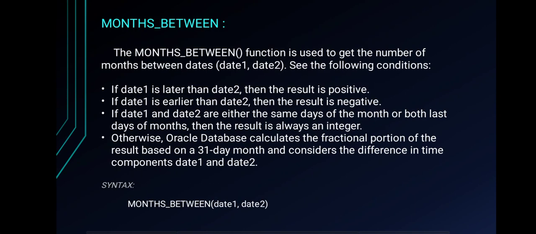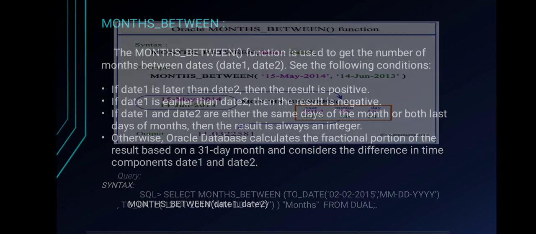MONTHS_BETWEEN. The MONTHS_BETWEEN function is used to get the number of months between dates. If date 1 is later than date 2, then the result is positive. If date 1 is earlier than date 2, then the result is negative. If date 1 and date 2 are either the same day of the month or both last days of the month, the result is always an integer. Otherwise, Oracle Database calculates the fractional portion of the result based on a 31-day month and considers the difference in time components of date 1 and date 2. Its syntax is MONTHS_BETWEEN(date 1, date 2).